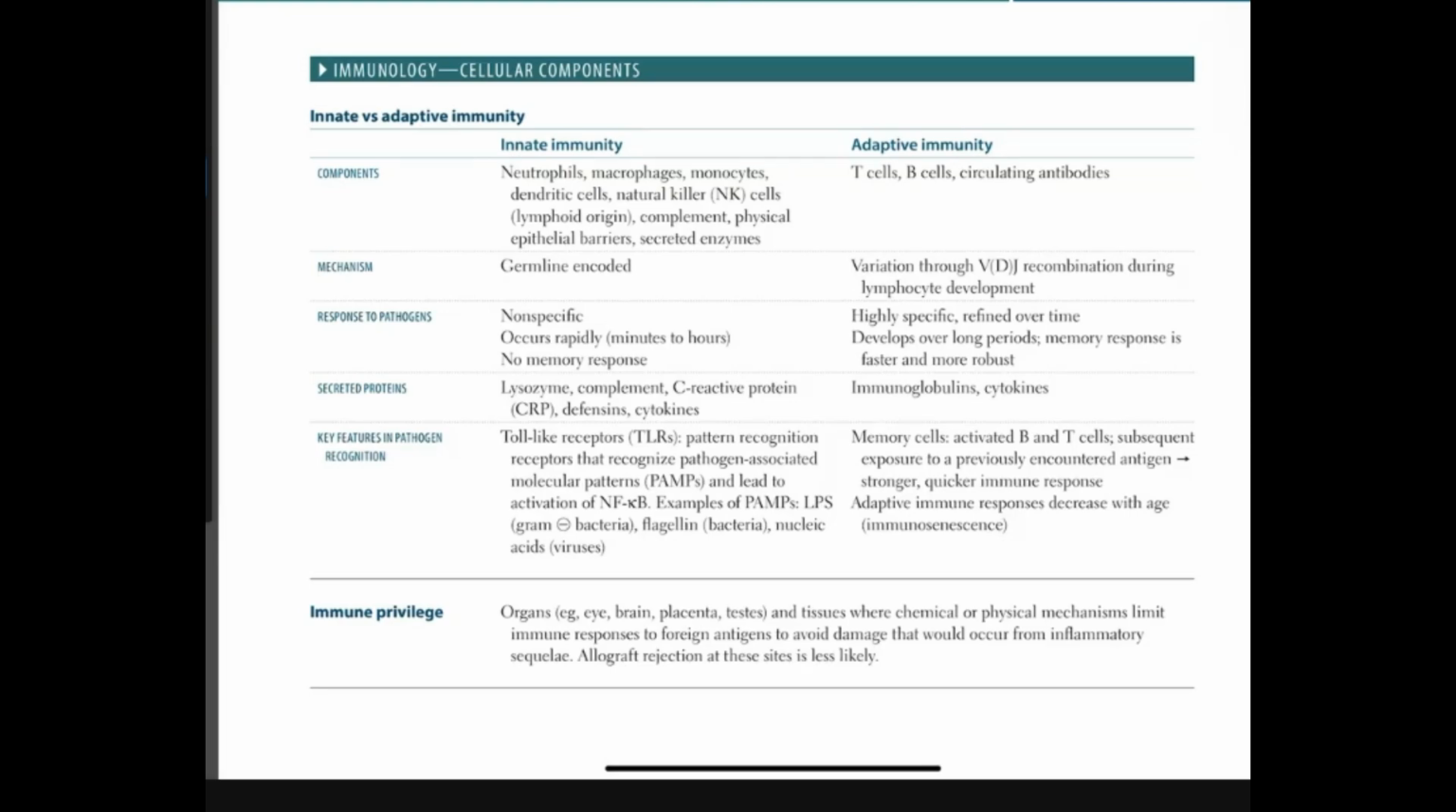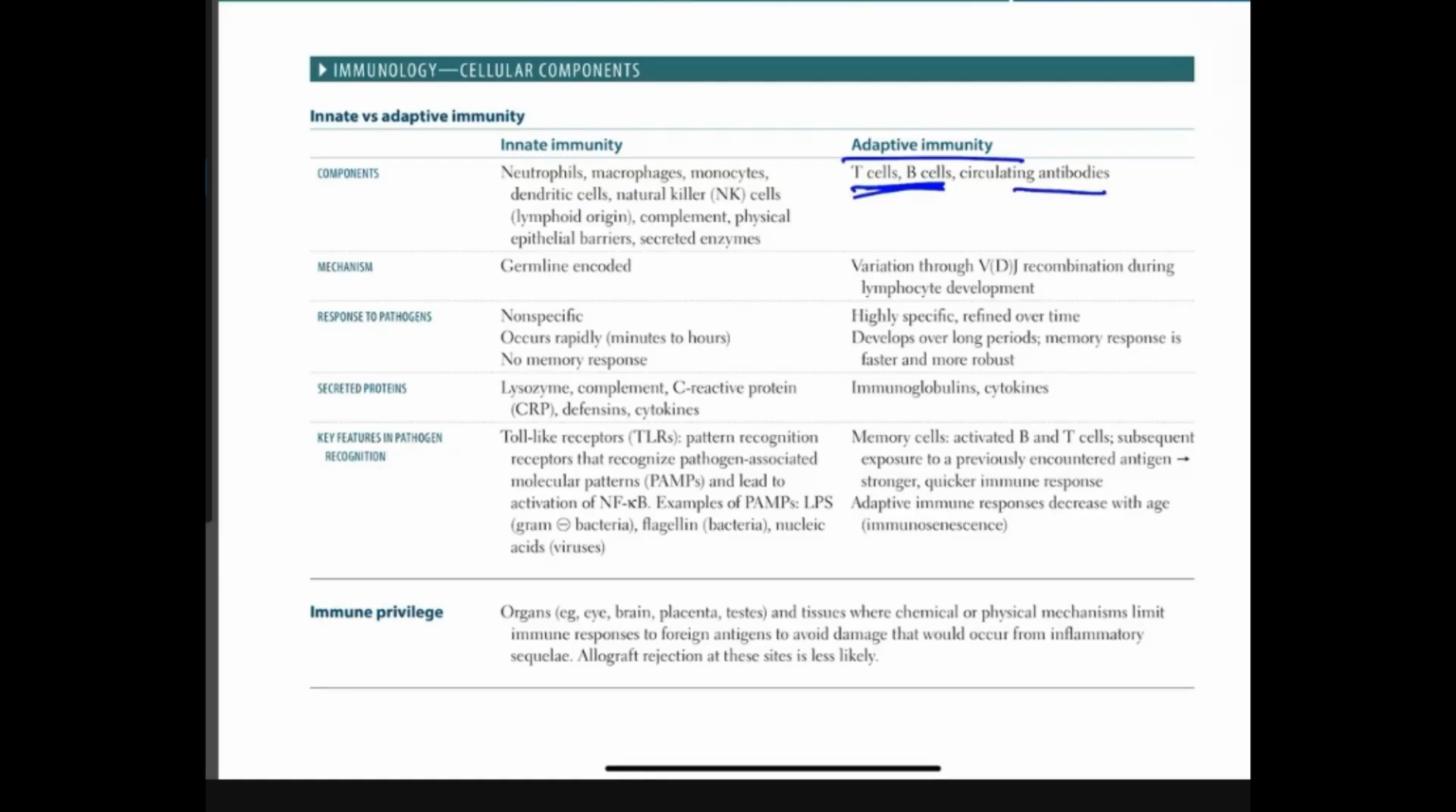So moving on to the innate versus the adaptive arm of the immune system. All right. So innate versus adaptive arm. Remember we said that the adaptive deals with the B and T cells. Of course, circulating antibodies are produced by B cells.